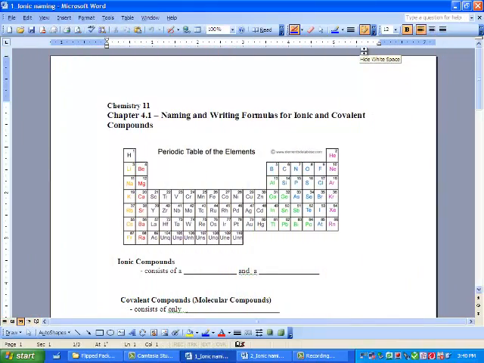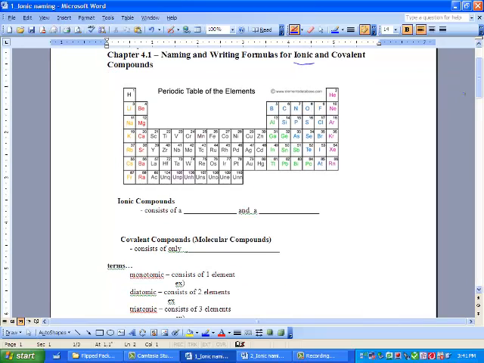This one's all about naming and writing formulas, but more specifically, we're going to spend time on the ionic formulas today. This is just a little bit of a recap from Science 9 and 10, but it still is pretty tricky, so we'll go through this so you have a little bit of a template to fall back on.